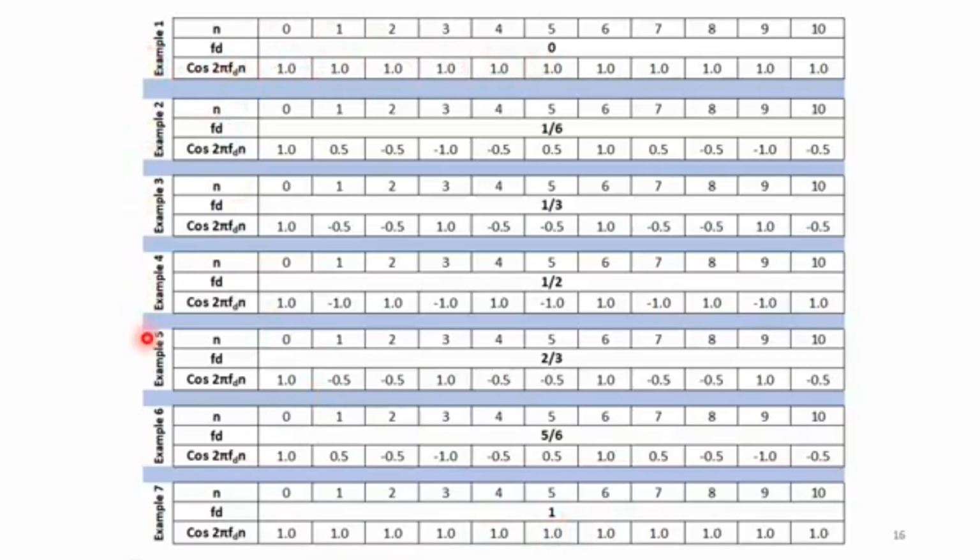Now these observations give us an indication that yes, the rate of oscillation starts increasing from FD equals to 0, but it only increases till FD equals to half, and after FD equals to half, when you increase the frequency, the rate of oscillation does not increase, rather it starts decreasing.